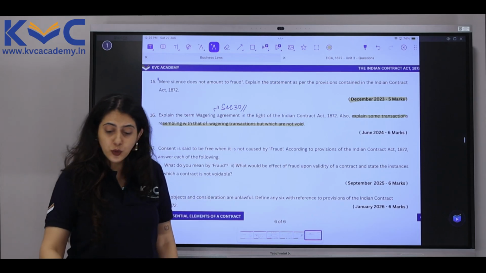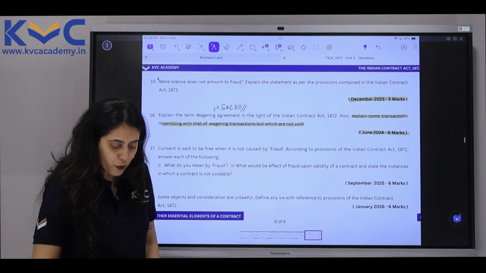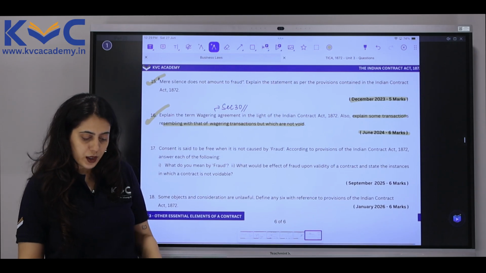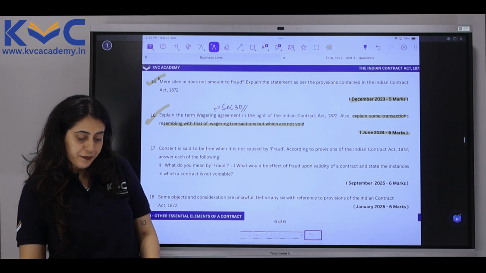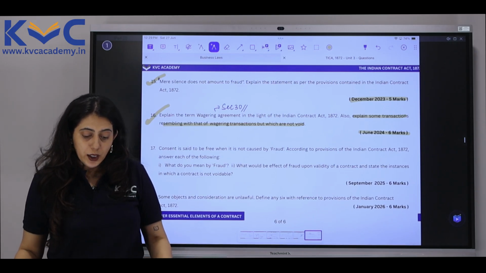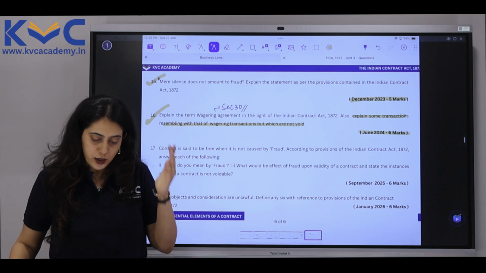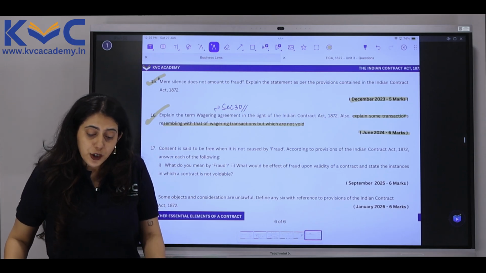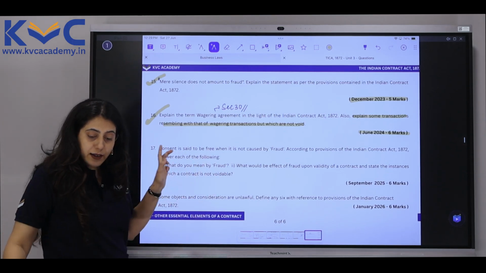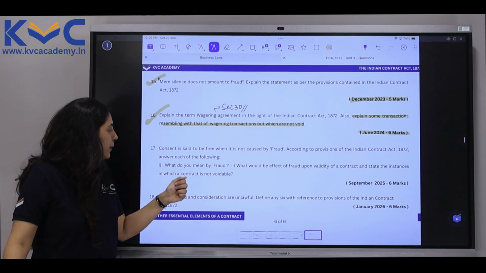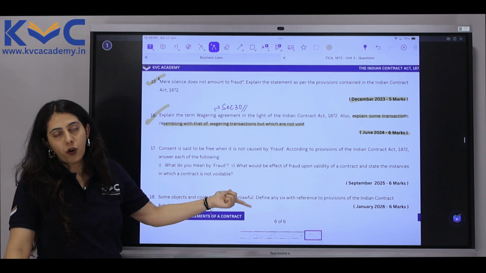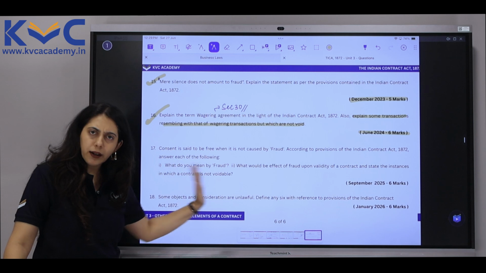6 marks, June 2024. Okay. 17th question. Consent is said to be free when it is not caused by fraud. According to the provisions of the Indian Contract Act 1872, answer each of the following. What do you mean by fraud? Section 17, same thing, write the whole thing.